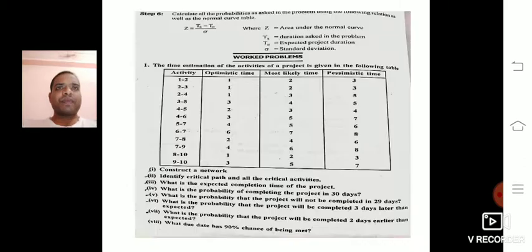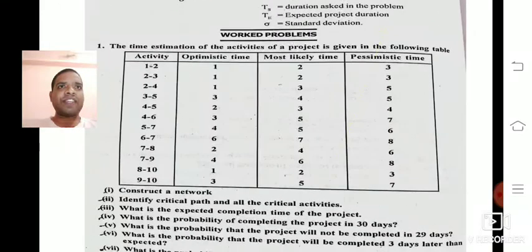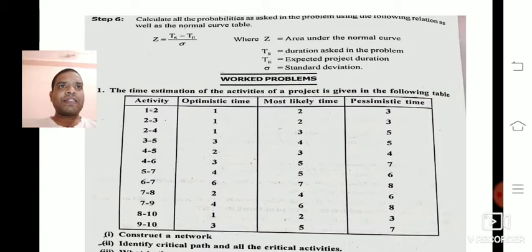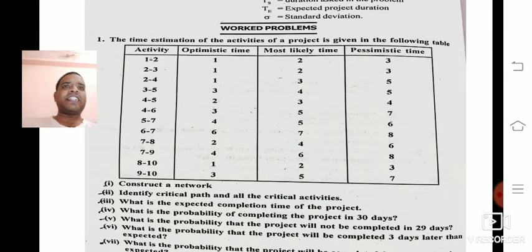Now in step 6, as I said, we need to calculate the z by using the formula Ts minus Te divided by sigma. The Ts, that is the duration asked in the problem, they are going to give the Ts value in the problem. Now the first problem is, he has given the activities again in the form of notes.